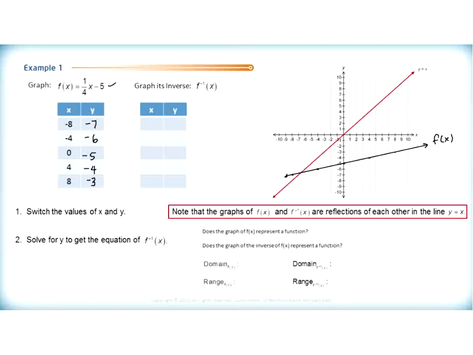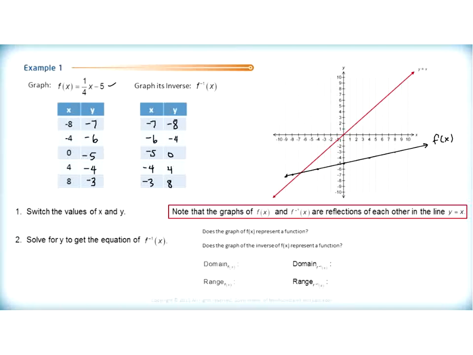Okay, let's graph its inverse. Now, the quickest way to graph the inverse function is simply to switch the x and y coordinates of the points. Let's do that. -7, -8; -6, -4; -5, 0; -4, 4; -3, and 8. Once I switch the x and y for the points, I've created points that represent the graph of the inverse function. Let's plot this new set of points. I'll do these with a different color.